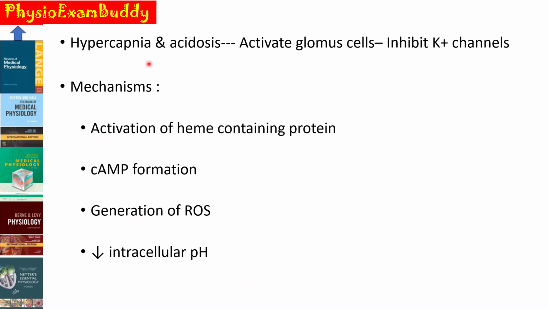Hypercapnia and acidosis will also activate the glomus cells, mainly by inhibiting the potassium channel. The mechanisms involved in the inhibition of the potassium channels are either by activation of the heme containing protein or by cyclic AMP formation or generation of reactive oxygen species and decrease in the intracellular pH. So by these four mechanisms, hypercapnia and acidosis can inhibit the potassium channels and finally activate our glomus cells.